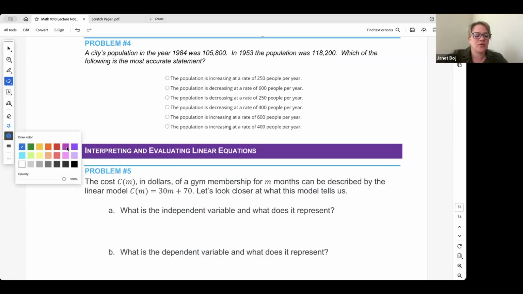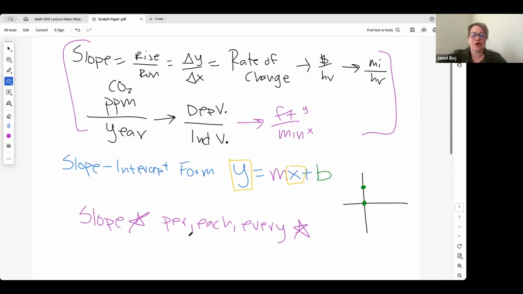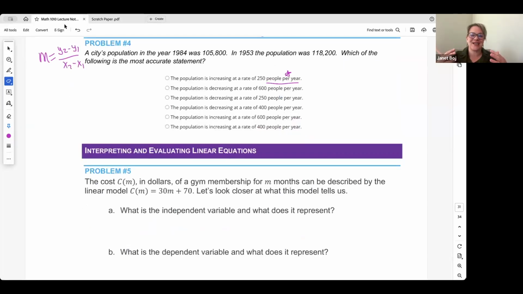When you look at the choices, it says the population is increasing or decreasing at a rate. When you see the word rate, you know we're talking about the slope. So we're changing y over changing x. You know that the slope involves 2 units. And what does it say right here? People per year. We've also discussed that per, each, every can help you find that rate of change. So just getting used to dissecting these word problems.